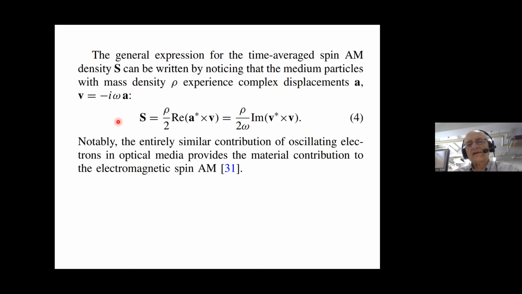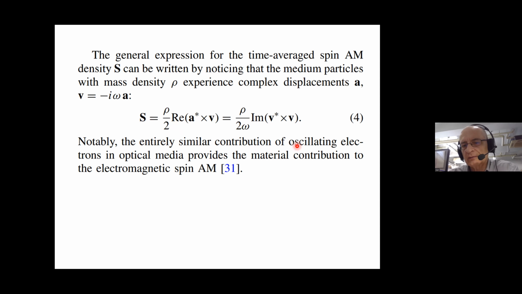So you can write this as an angular momentum, which is R cross P. But P is the momentum, and the momentum density is the velocity times the density. So this is the momentum here, velocity times mass density. And the displacement R is A. And you can write A in terms of V. And then you can get the omega down here. So you can get this expression from looking at the R cross P, essentially.